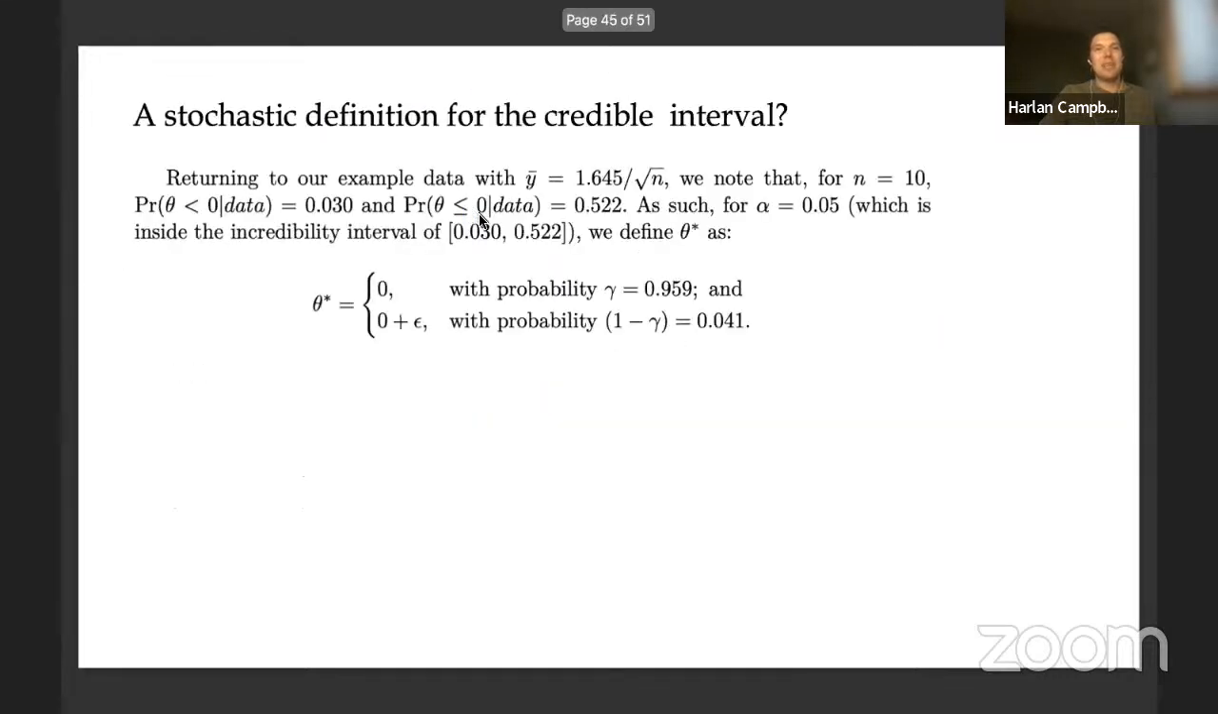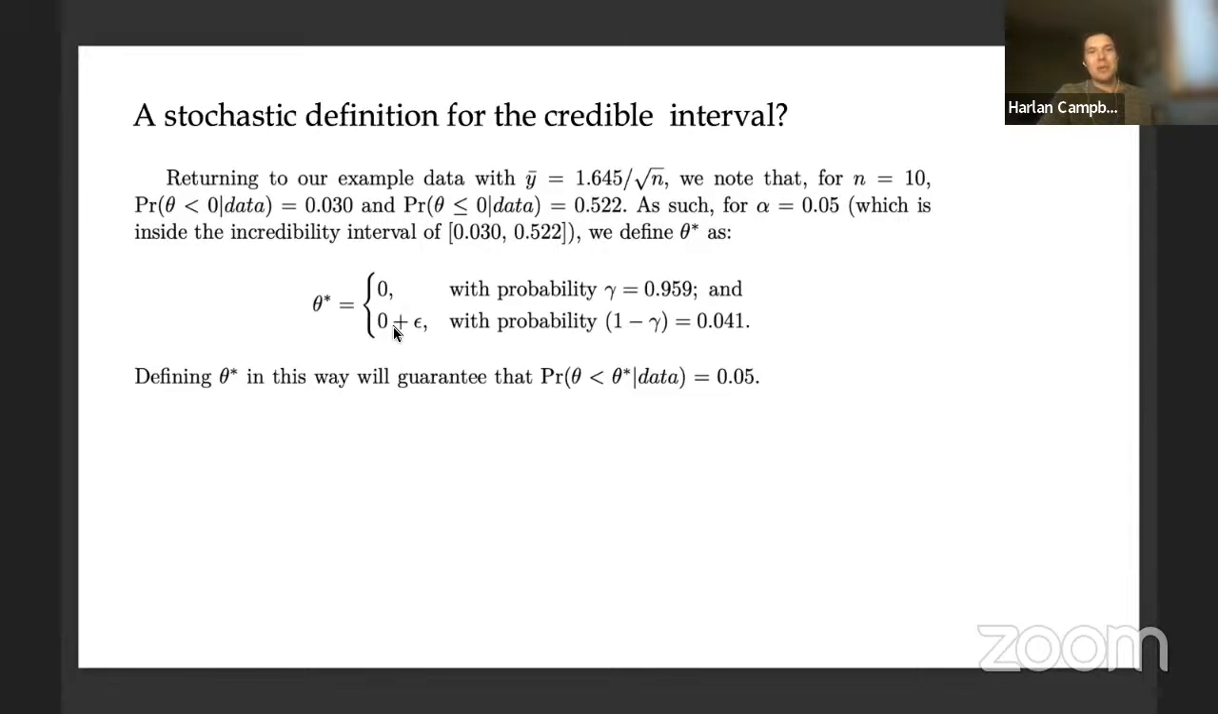So that's what we're saying here, that you would find this value gamma. That would be the weight of this hypothetical coin. With probability gamma, you would select exactly 0. And with probability 1 minus gamma, you would select a slightly larger value than 0. Then on average, over the course of, say, your lifetime, you would have the correct posterior probability. Defining theta star in this way will guarantee that the posterior probability is exactly 0.05.